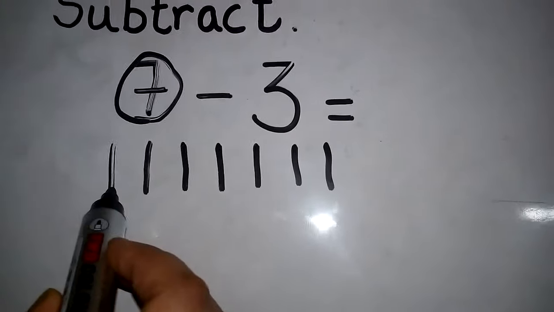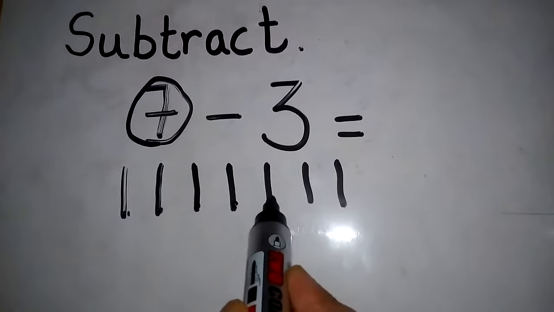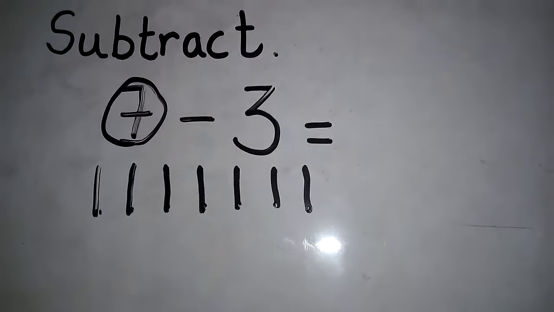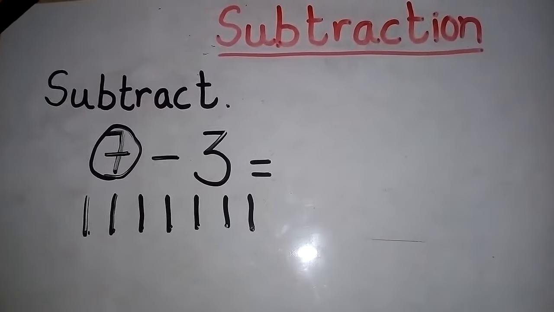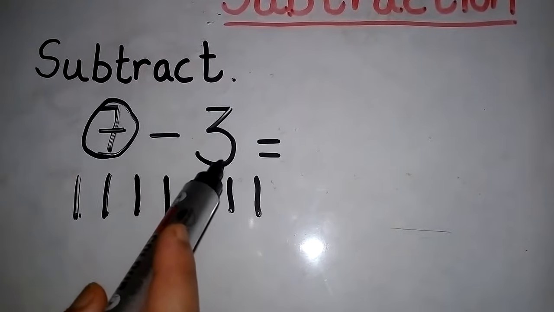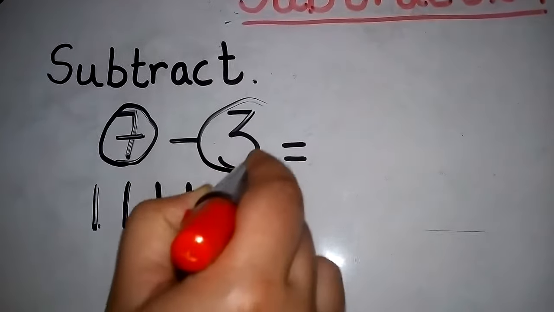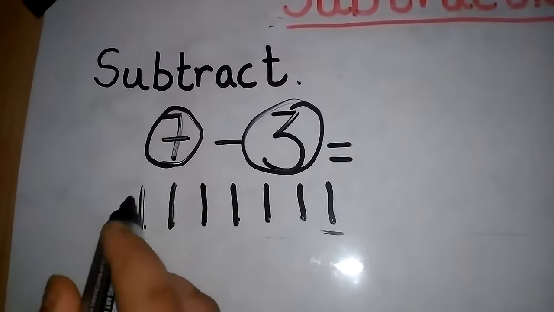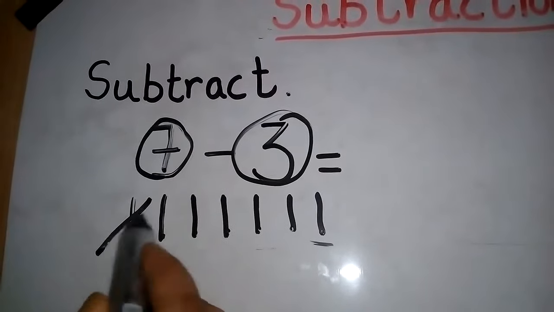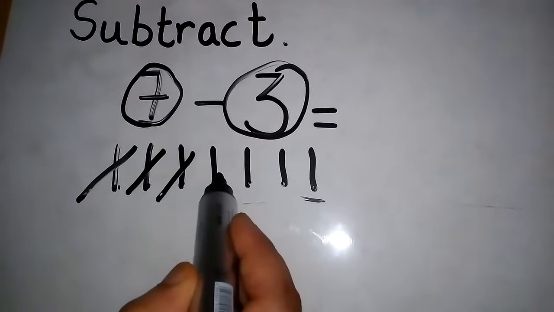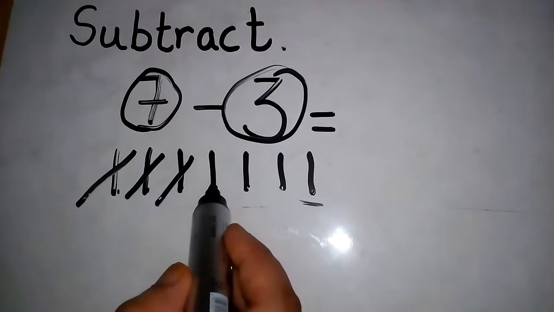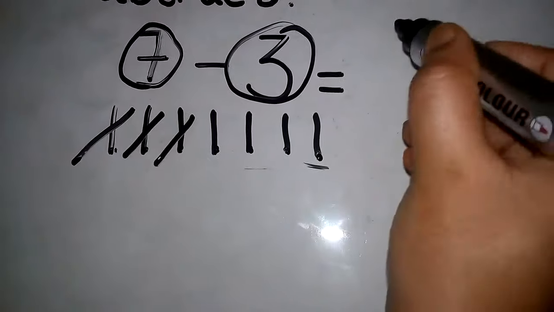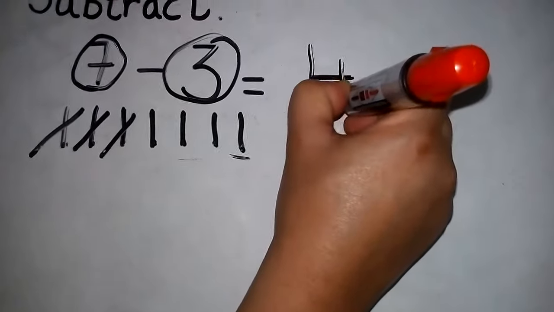Okay, count these lines: 1, 2, 3, 4, 5, 6, 7. Okay, how many? We are using the method of crossing out. We have to cross out the number 3 from these lines. So let's cross out the numbers 1, 2, 3. How many lines are left? 4. Yes, 4 lines are left. 1, 2, 3, 4. So the answer is here.